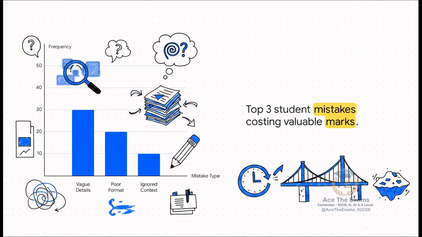Bar 2, poor presentation. As we literally just discussed, if the examiner cannot easily track your algebra from line to line, they simply can't reward it. They aren't going to spend 5 minutes deciphering your scribbles.